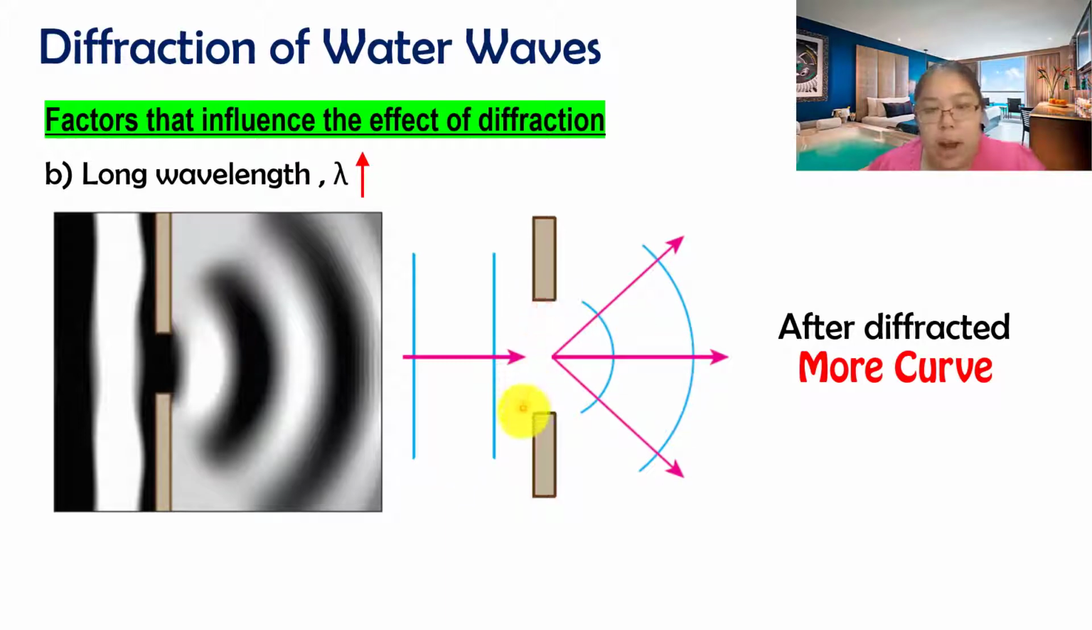So when the width of the gap is constant, we vary the wavelength. If your wavelength becomes longer, you find they spread wider and also bend more circular. Okay, so from here, in comparison, you answer: after diffraction, more circular. So this one is how wavelength affects the diffraction. Okay, longer wavelength, diffraction is more.